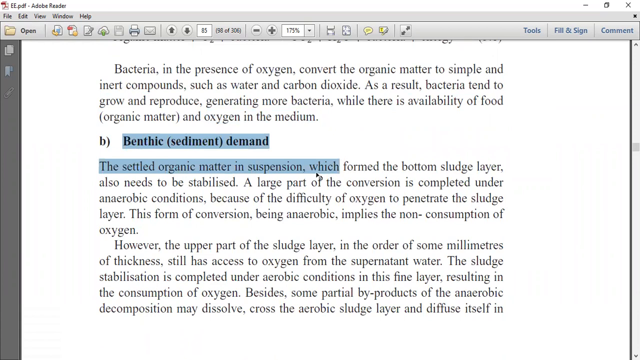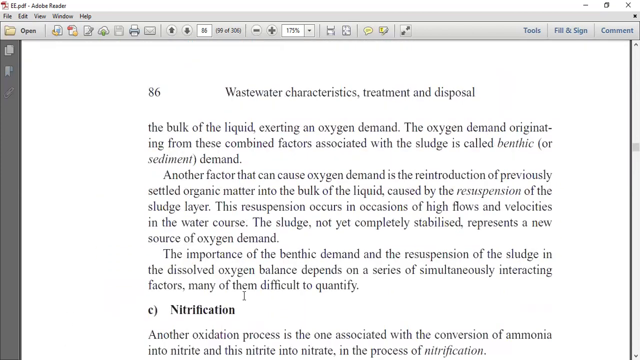Benthic demand: the settled organic matter in suspension, which forms the bottom sludge layer, also needs to be stabilized. A large part of the conversion is completed under anaerobic conditions. Because of the difficulty of oxygen to penetrate the sludge layer, this form of conversion being anaerobic implies the non-consumption of oxygen. However, the upper part of the sludge layer, in the order of some millimeters of thickness, still has access to oxygen from the supernatant water. The sludge stabilization is completed under aerobic conditions in the fine layer, resulting in the consumption of oxygen. Besides, some partial byproducts of the anaerobic decomposition may dissolve, cross the aerobic sludge layer, and diffuse into the bulk of the liquid, exerting an oxygen demand. The oxygen demand originating from these combined factors associated with the sludge is called the benthic demand.